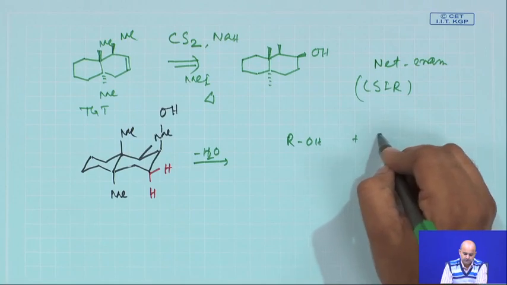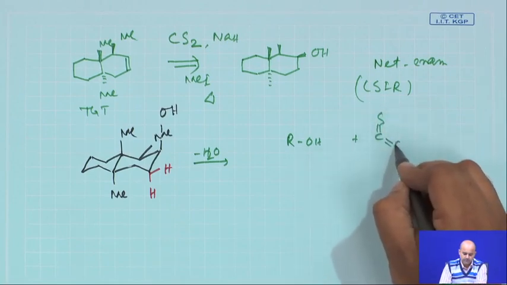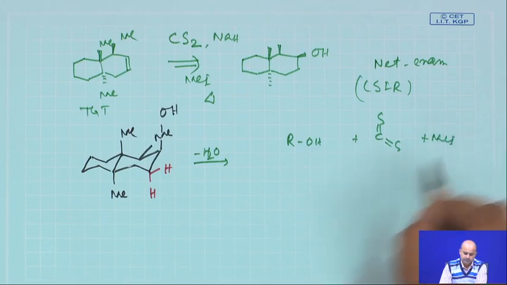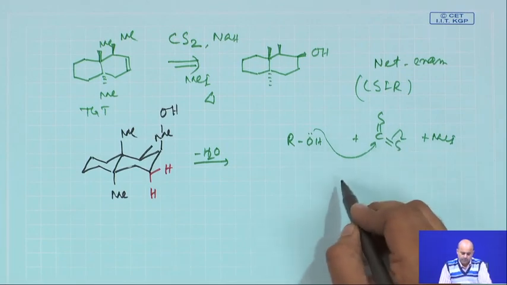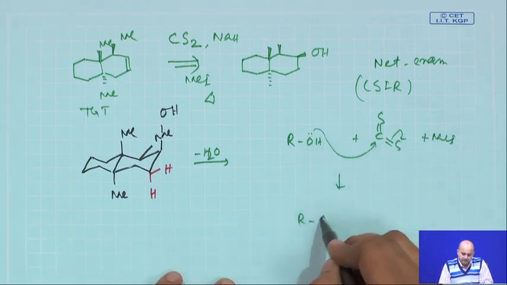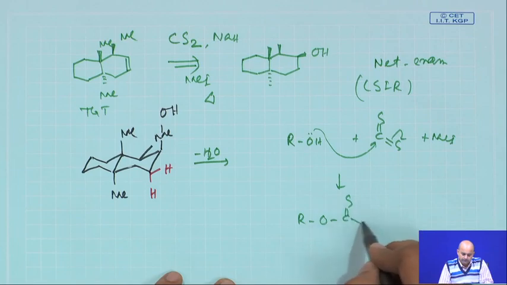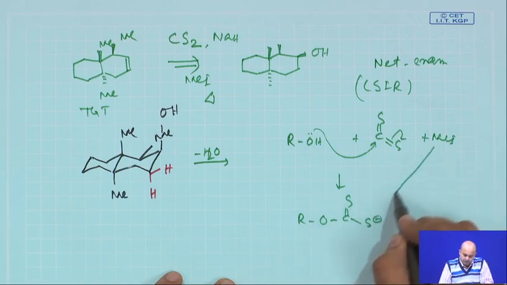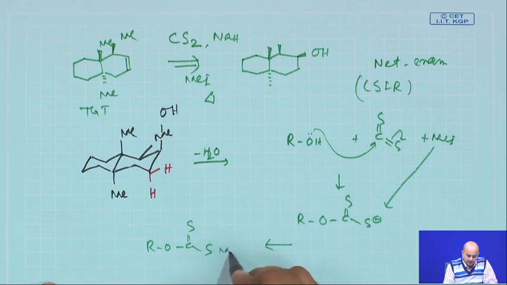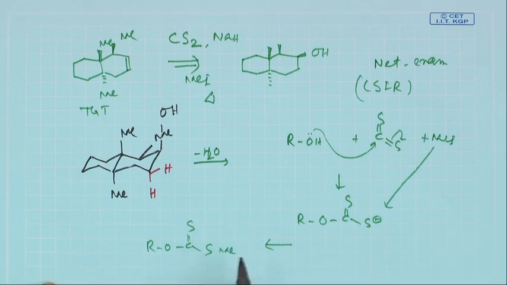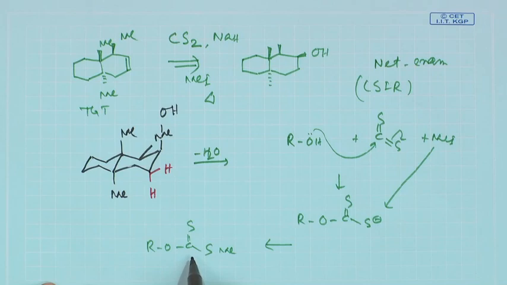ROH plus C double bond S and methyl iodide. Now, what is happening? This comes here, and then you basically get a xanthate ester, C double bond S minus. This S minus reacts with this methyl iodide to give you this methyl xanthate, SMe. And in the Barton deoxygenation, Barton-McCombie reaction, we shine light in the presence of a radical initiator, Bu3SnH and AIBN, to bring about this homolytic cleavage, and you basically get the hydrocarbon.